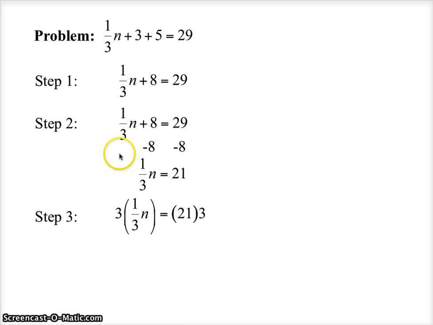The 3 and 1/3, 3 times 1/3, this is going to become 3 over 3, which is going to become 1, just 1 n. This is going to become 63. There's our answer. All right, we're going to try one more example. And again, I want you to try it and pause before we go through it.